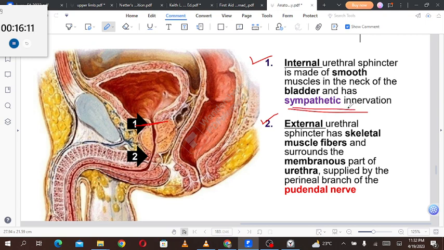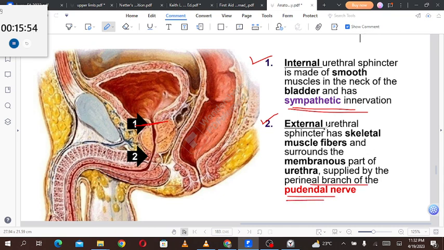And whenever there is a sympathetic surge in the fight and flight mode, the internal urethral sphincter is closed, and that is a smooth muscle sphincter. Secondly, the external urethral sphincter has skeletal muscle fibers and surrounds the membranous part of the urethra, supplied by the perineal branch of the pudendal nerve.